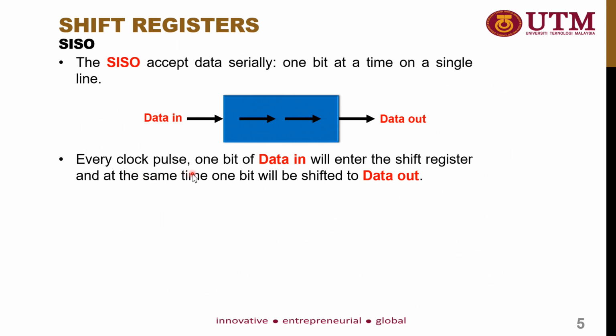At every clock pulse, 1 bit of data in will enter the shift register and at the same time, 1 bit will be shifted to data out. From this statement, you can understand how the SISO works: in each clock pulse, only 1 bit of data enters the shift register and at the same time only 1 bit of data is shifted out to data out.